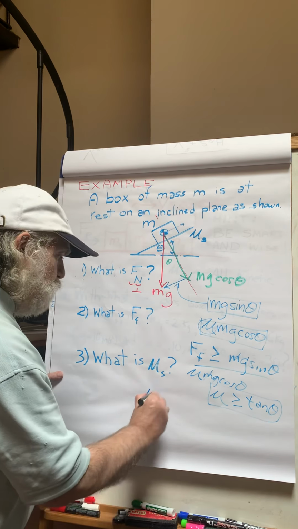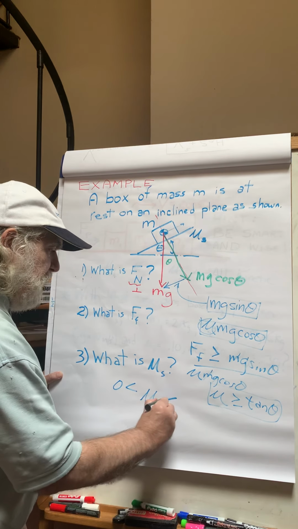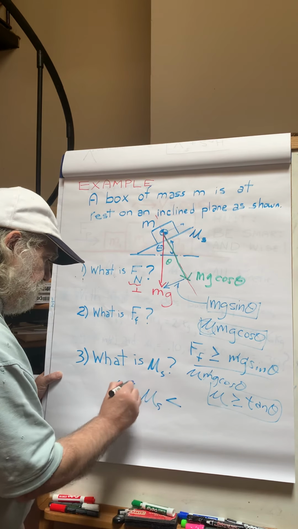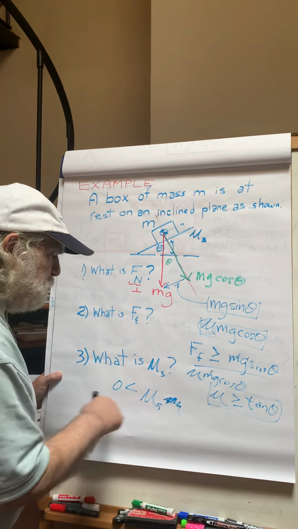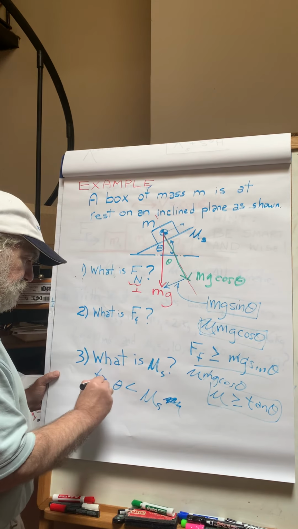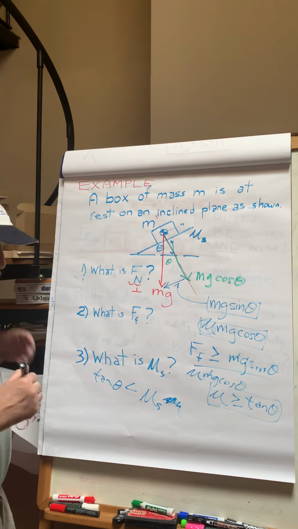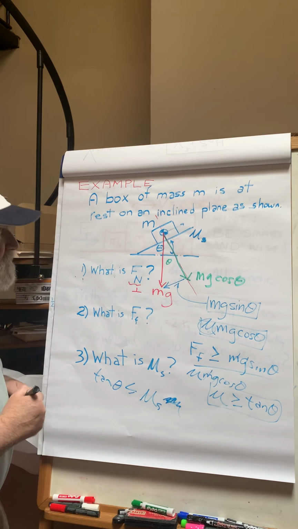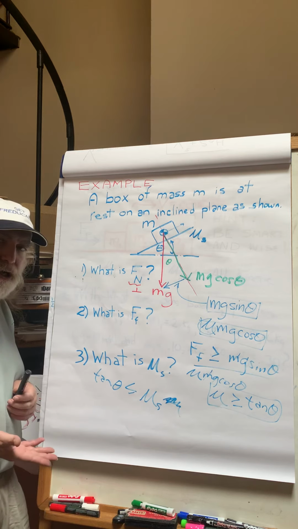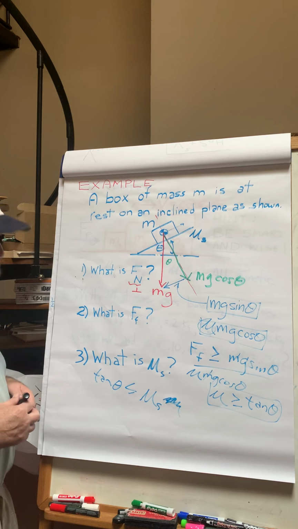We can say that mu static must be greater than 0, but that mu sub s has to be at least tan theta. And that's it. Just bigger than tan theta, or equal to it if it's on the verge of slipping. Even if they told me theta, I still can't tell you what mu is. I can only say that it has to be bigger than the tangent of the angle.